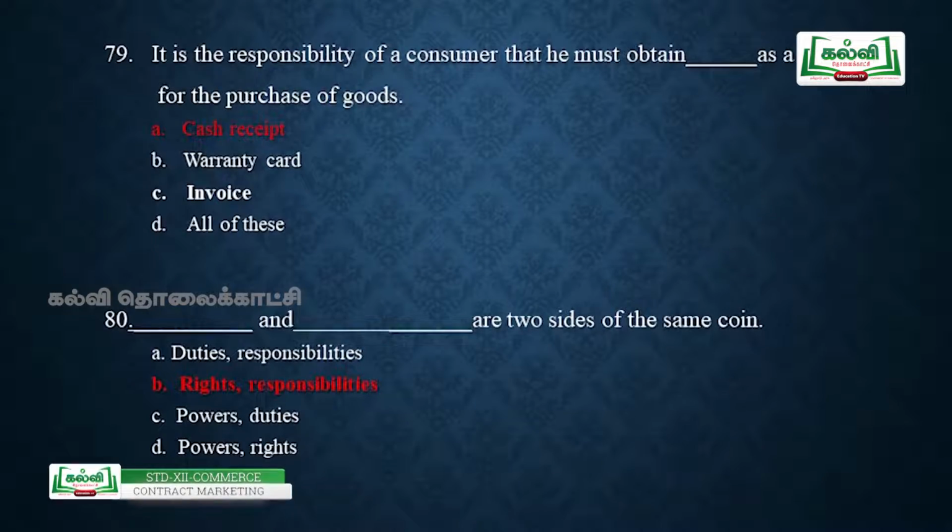Okay. The next one, dash and dash are two sides of the same coin. A, duties and responsibilities, B, rights and responsibilities. C, powers and duties. D, powers and rights. We all know very well, in case of the Consumer Protection Acts, option B, rights and responsibilities are the two sides of the same coin.